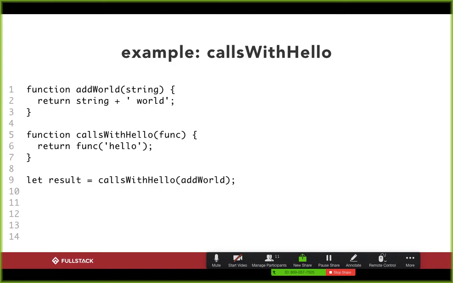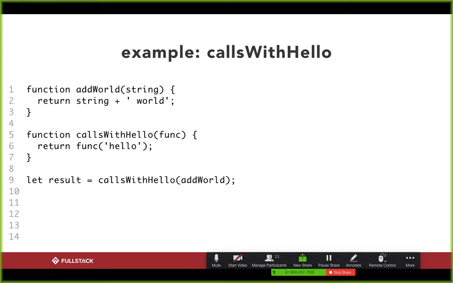Okay, so if we walk through this code on line 9, we invoke calls with hello and we pass in add world. That takes us to line 5, where the variable func is now equal to the function add world. On line 6, we invoke func, so we invoke add world and we pass in the string hello. Okay, that takes us to line 1. Add world is now being invoked.